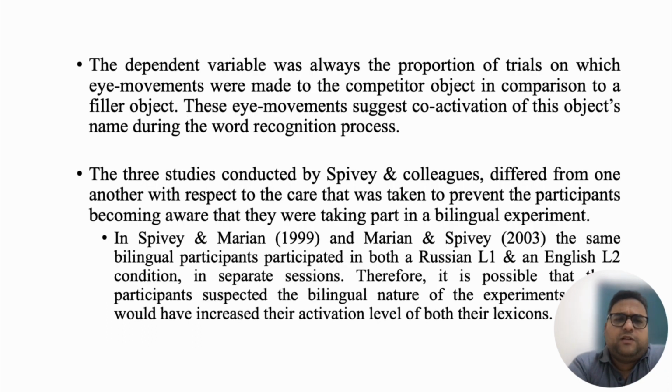Now, the dependent variable in this paradigm was always the proportion of trials on which eye movements were made to the competitor object in comparison to the filler object. So typically, if you look at the data that these authors plot, they plot the proportion of fixations on the target object, the competitor object, and the distractor objects. Typically what you would see in their analysis is that there is obviously a higher proportion of fixations on the target object, but there is also a relatively higher proportion of fixations on the competitor object as compared to the filler objects.